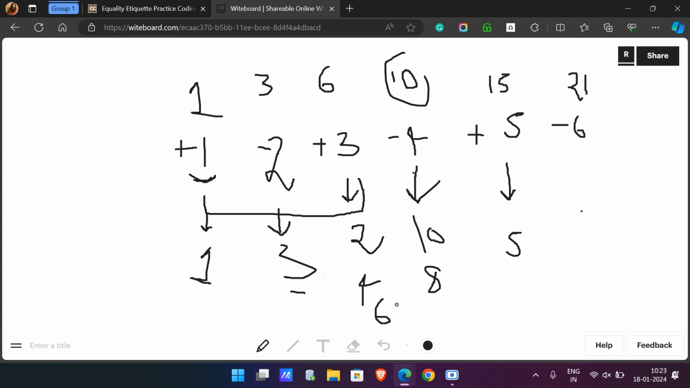And now 2, 4, 6, 8, 10. Now if I want to know 1, 2, 3, 4, 5, 6, 7, 8, 7 can be resolved by this. 8 is over here. And for 9, the total difference is 15.